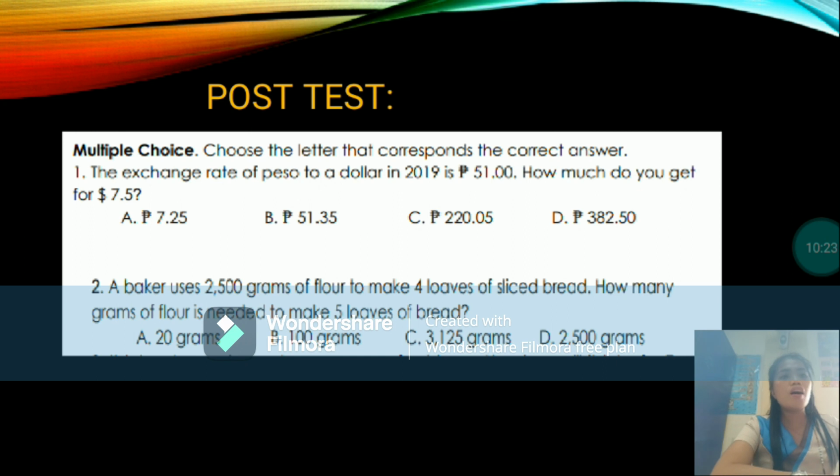Number 2. A baker uses 2,500 grams of flour to make 4 loaves of sliced bread. How many grams of flour is needed to make 5 loaves of bread? A, 20 grams. B, 100 grams. C, 3,125 grams. And D, 2,500 grams.